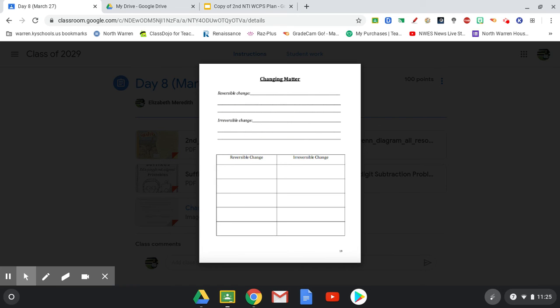And then over here, you're going to be thinking about things that can be reversed and things that cannot be reversed. And think about things that are in your house. You can think about food. You can think about juices. You can think about solids. You can think about gases. You can think about anything. You can look on the internet to think about those things. Try to think of as many reversible changes and irreversible changes as you can.